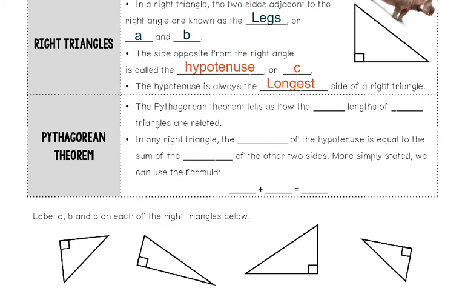All right, so before we go on, take a second and look down here and label A, B, and C on each of the right triangles below. Pause the video now to do that and press play when you're ready to check.